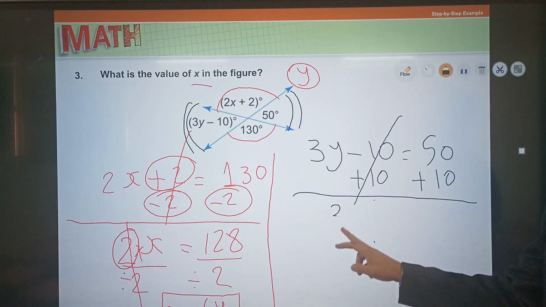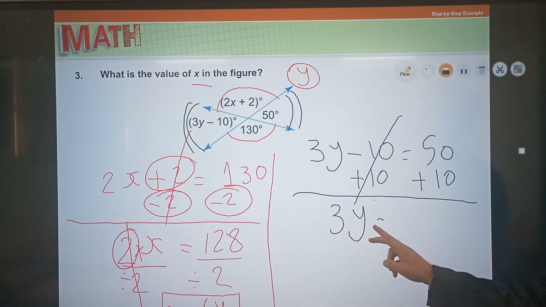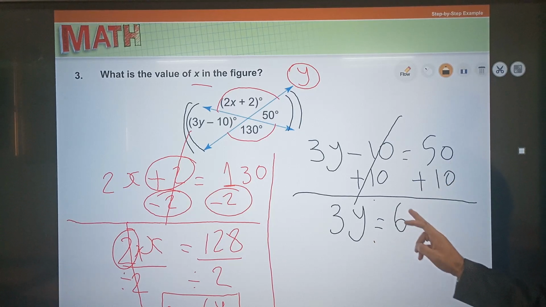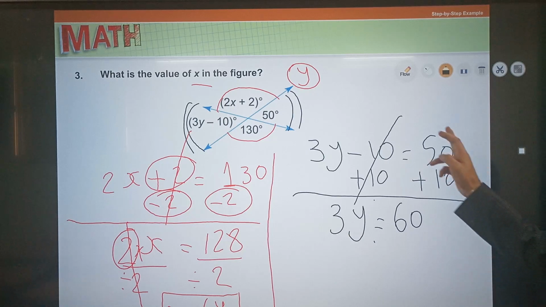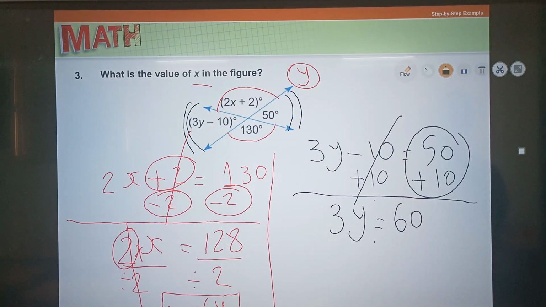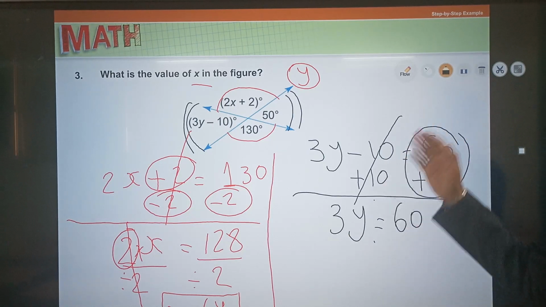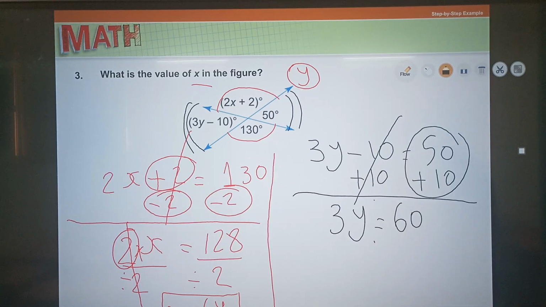So I have here that 3y is equal to what? 50 plus 10, it will be equal to 60. So 3y is alone on the left side, and 50 plus 10 will be equal to 60. Again, I add negative 10 on both of them. Both are cancelled. And here we have 50 plus 10, it will be equal to 60.